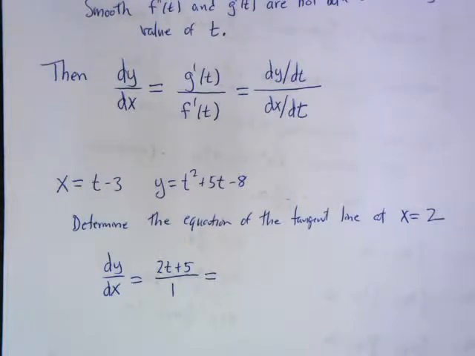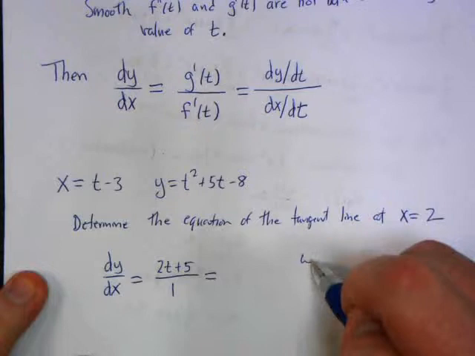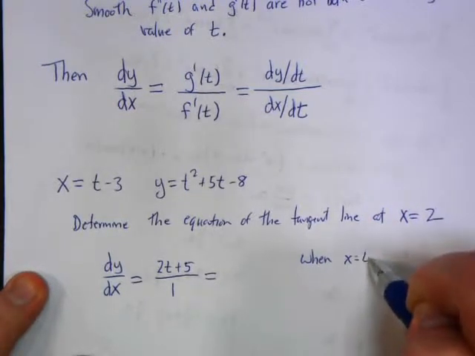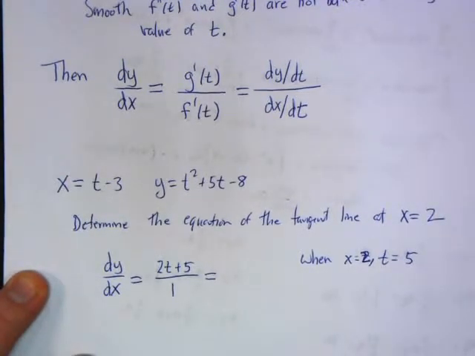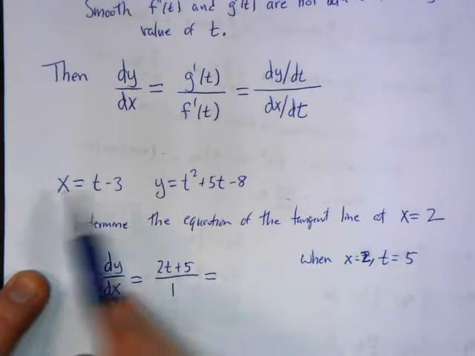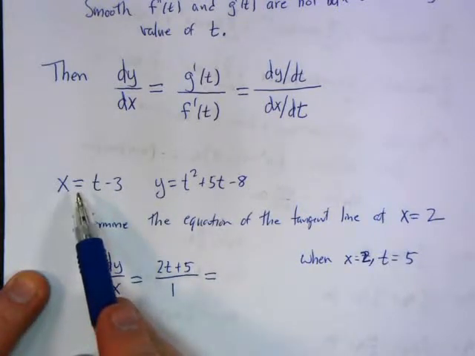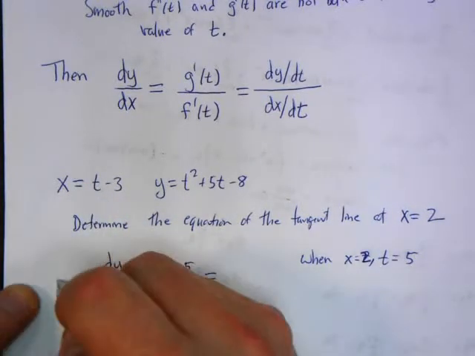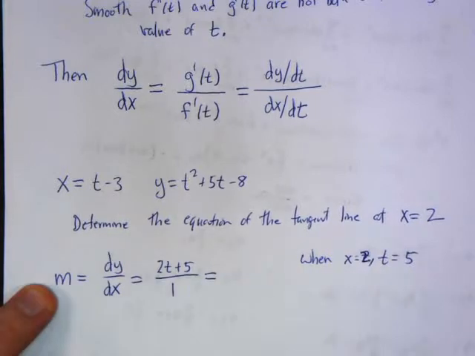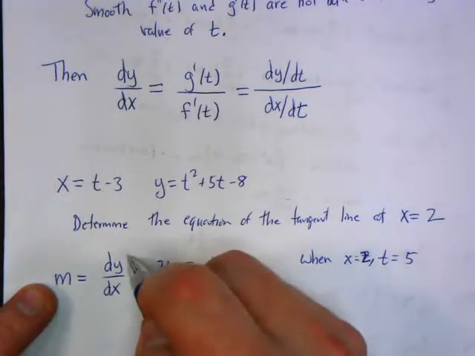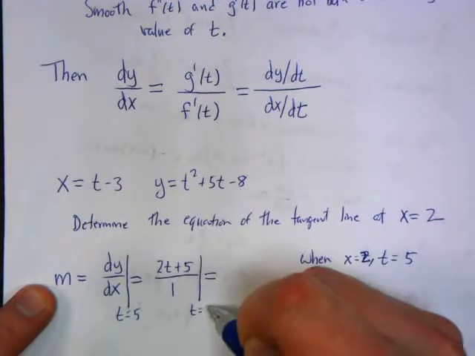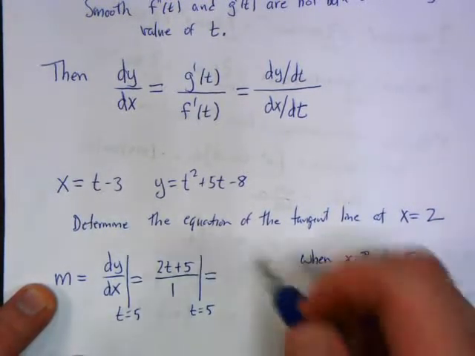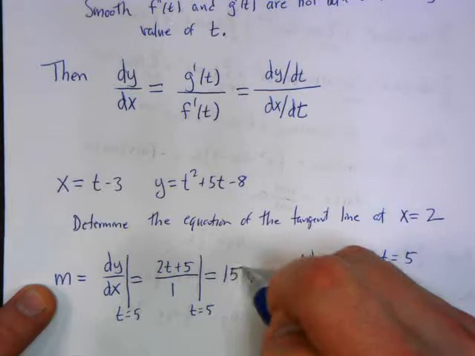When x is 2, t is 5. How did you determine that? I plugged 2 in right there, and I added 3 to both sides. I got 5. So my slope is going to be the derivative evaluated at t equals 5. So I plug 5 in, I get 15.